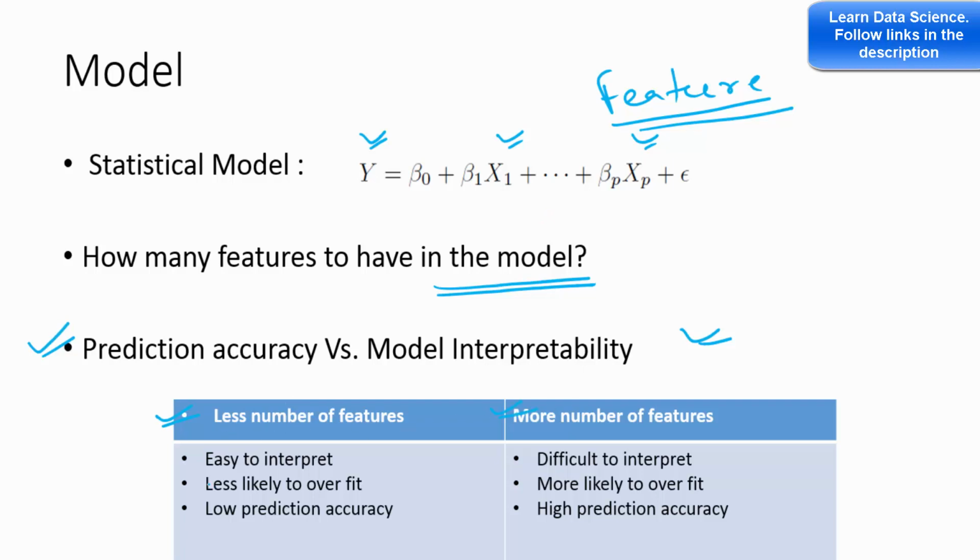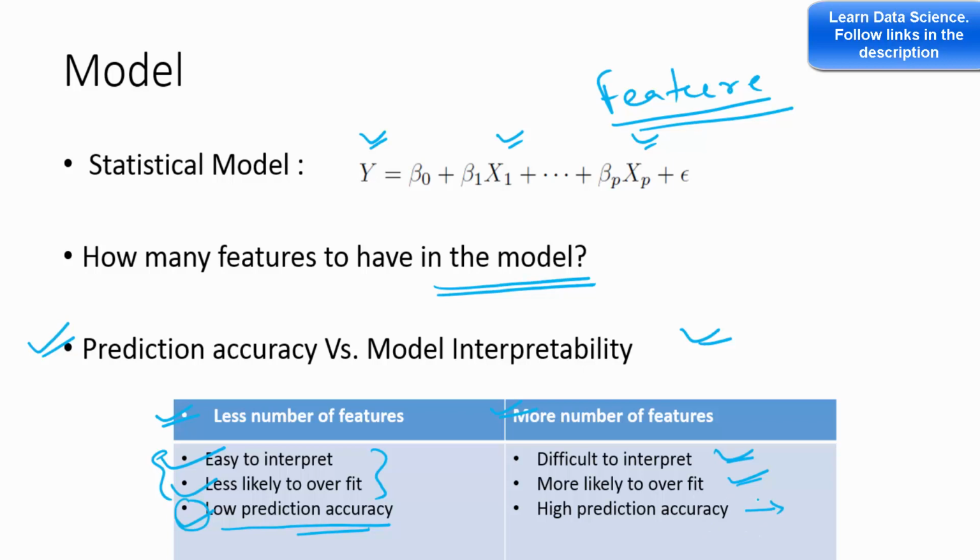If you have fewer features, it's easy to interpret and less likely to overfit, but prediction accuracy is low. So the first two are the pros, and the third one is the con. If you have more features, you will have difficulty interpreting, and that's a demerit. It's also more likely to overfit, which is again a bad thing. But we are likely to have high prediction accuracy, and that's a good thing.